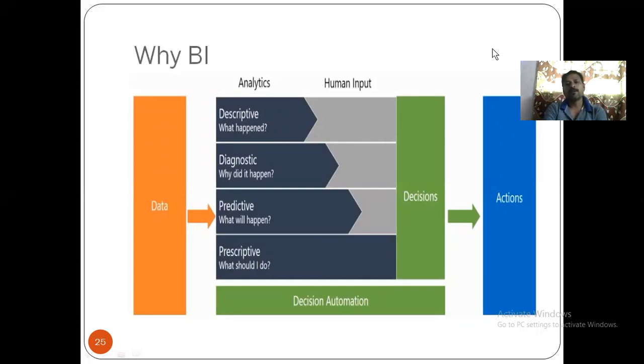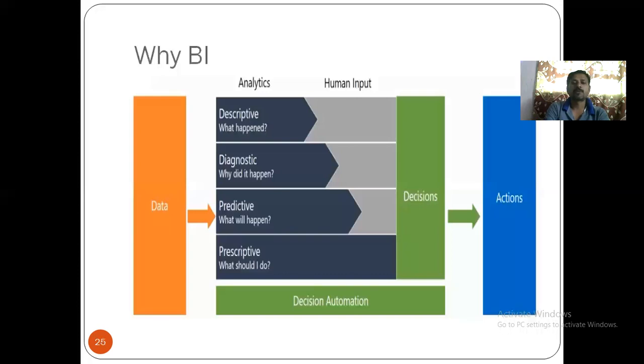So the data which we collected from internal resources, external resources, and personal resources, we are going to analyze with different analytics. It may be descriptive, meaning what happened; we are going to analyze the past situations. Diagnostic, why did it happen, meaning why such a condition occurred, that we are going to analyze. Predictive, what will happen, meaning we are going to predict the future by using predictive analytics.